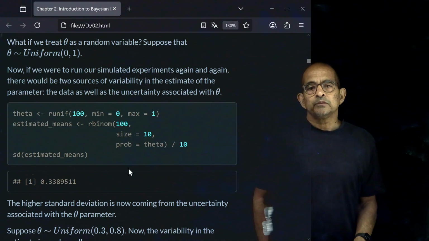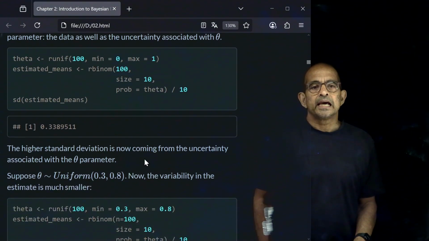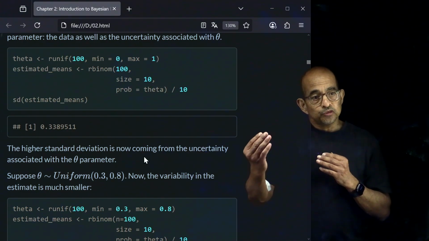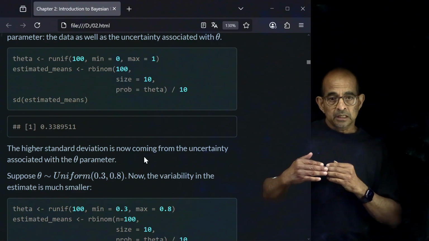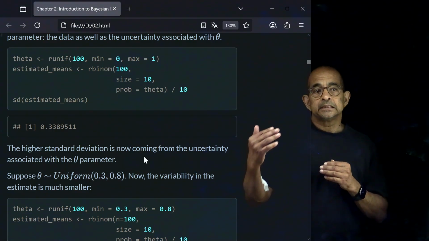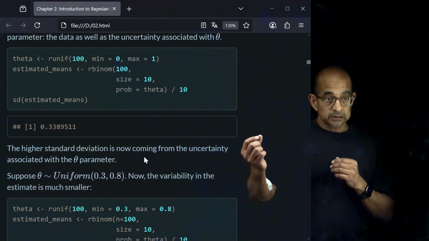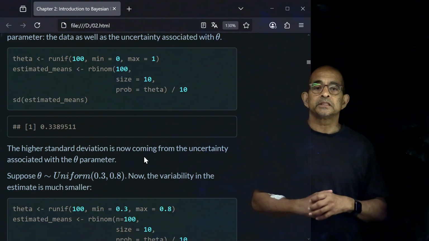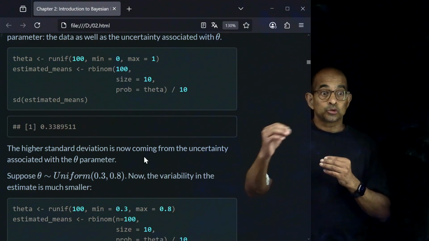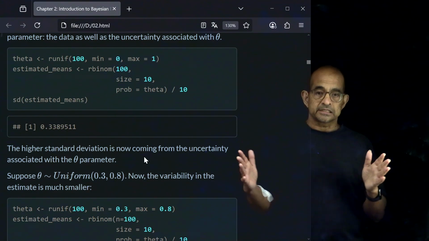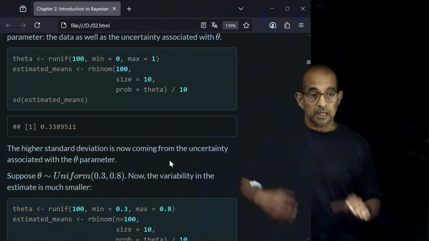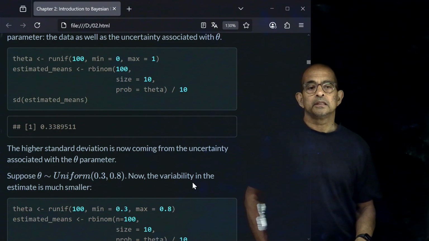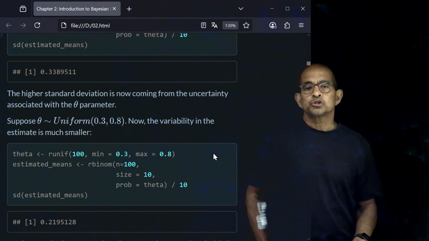Okay, so really what I'm trying to show you here is that by making this move away from the frequentist way of thinking, by treating the theta parameter as a random variable, in other words, assigning a prior distribution to the theta parameter, we are now introducing a source of uncertainty in our estimate of the theta parameter. Okay, so I'm going to make this idea much more concrete in the coming minutes.